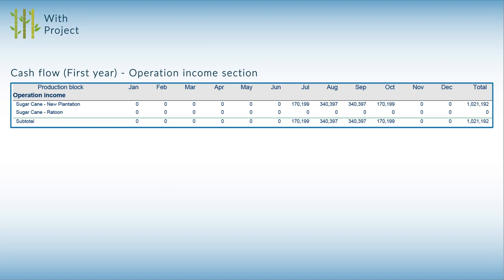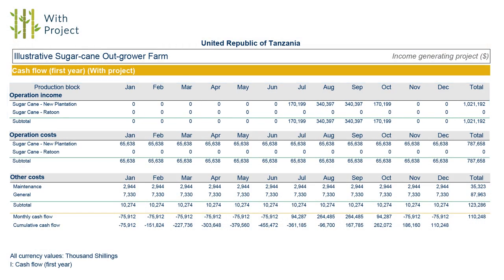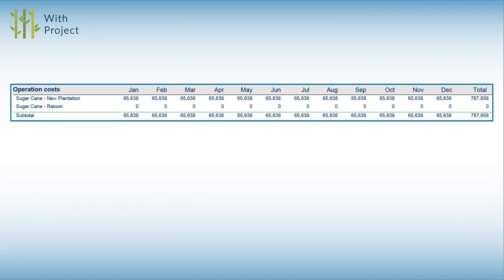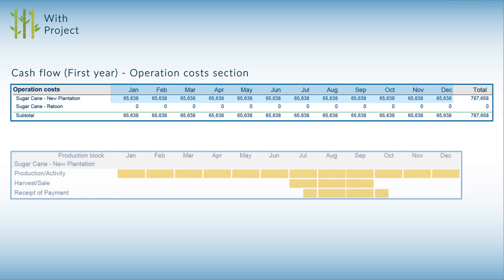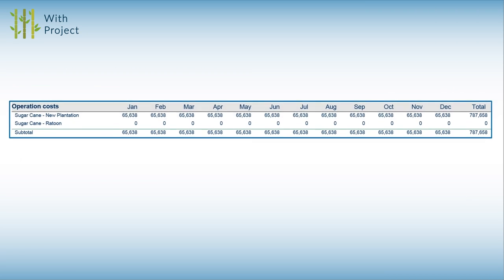We also note that for the first year, income is received monthly, by looking at the months marked for receipt of payments in the chronology of production. Similarly, the operational costs for the first year are also distributed monthly, based again on the months marked for production activity in the chronology of production.